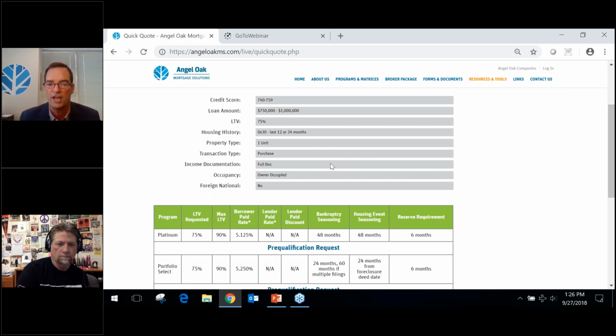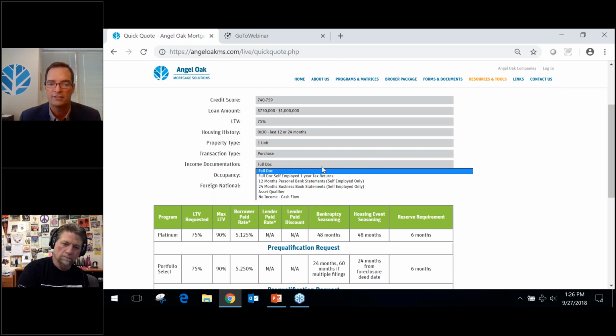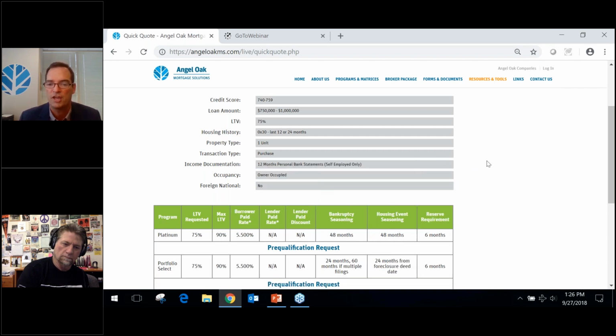The other thing is you can change on the fly. Let's say you started off with fully documented income, the 12-month, but you find out they're self-employed and you need to go bank statements. You just make the change right here and it automatically adjusts the scenario. Again, we asked for a 75, but you can go to a 90. It's right here at your fingertips.